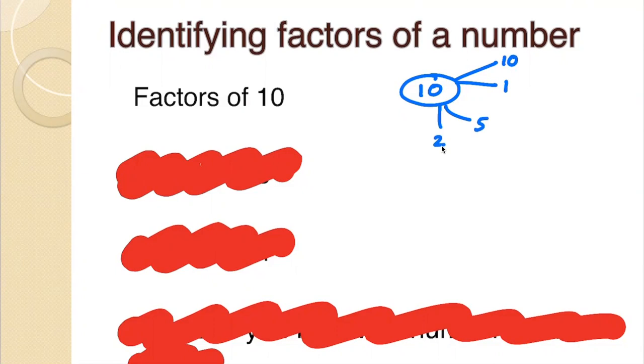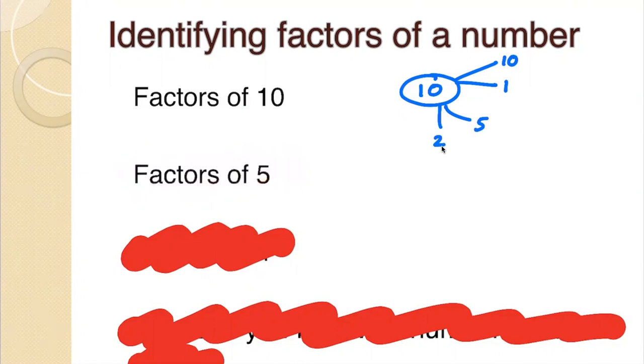Let's have a look at another one. Let's look at the factors of 5. Well, to make 5, an important thing to remind you of is that factors must be whole numbers. They cannot be decimals. So we can't say 2.5 times 2. No, no, no. The only way of making 5 using multiplication is to do 5 times 1. That's the only way of doing it.